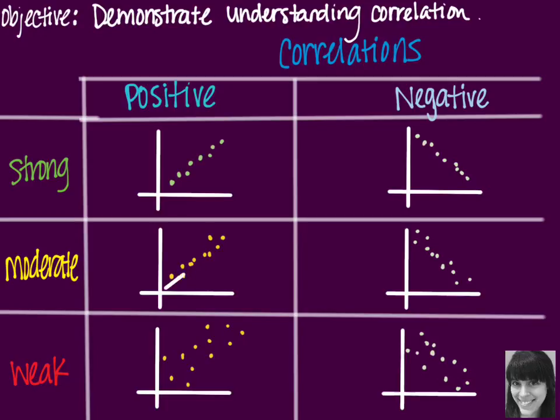Moderate, most of the points fit on it, not all of them. Some of them are off of it. Same thing with the negative. But the weak, most of the points are off of the line. Same thing with the negative. Most of the points are off of the line. Moderate, generally most of the points can fall on the line, and strong, a lot of the points fall on the line.